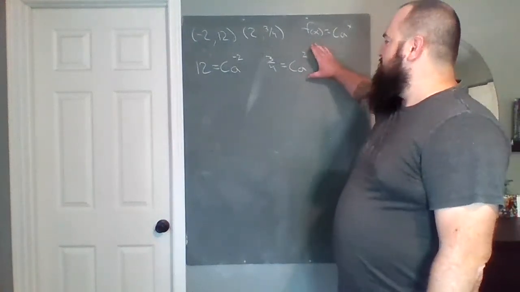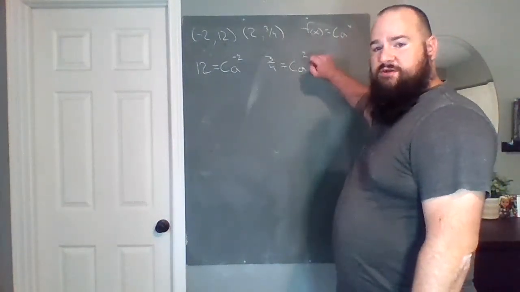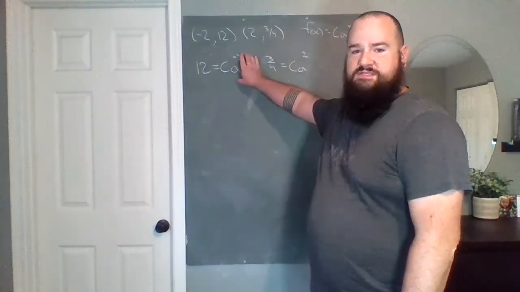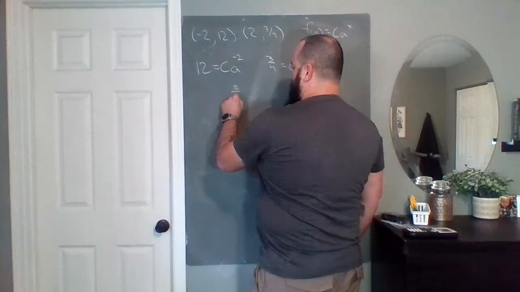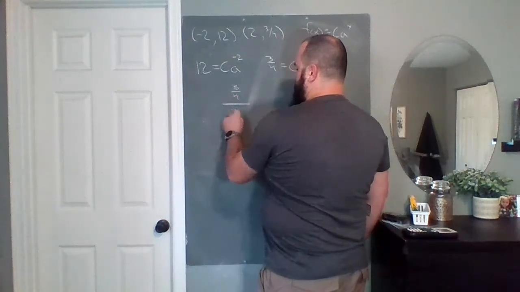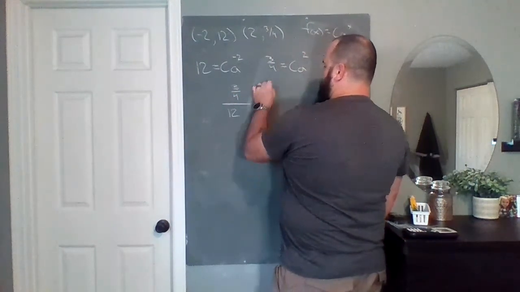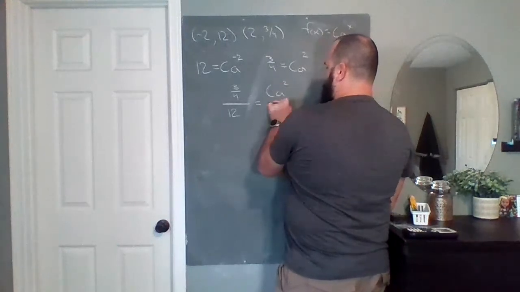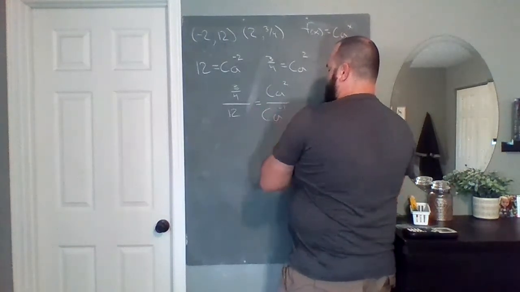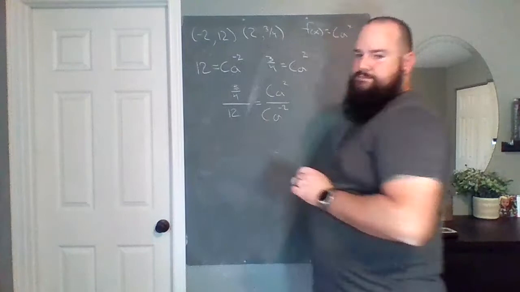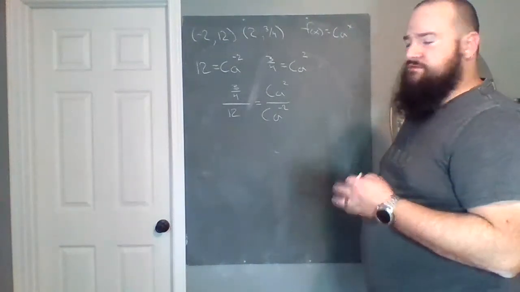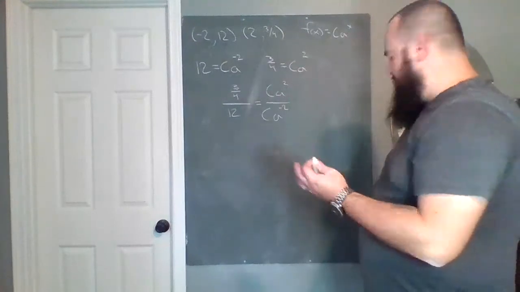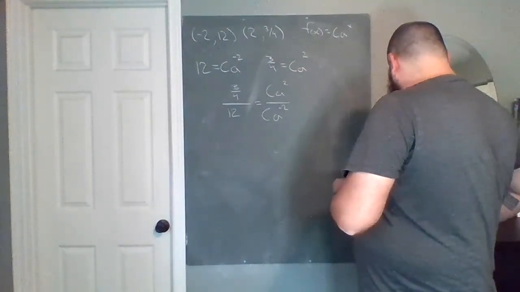So I want to take this equation here, since it's got the higher exponent, and divide it by this equation here. So what I get is 3/4 divided by 12 equals c a squared divided by c a to the negative 2. So what happens here is a few things. One, 3/4 divided by 12.